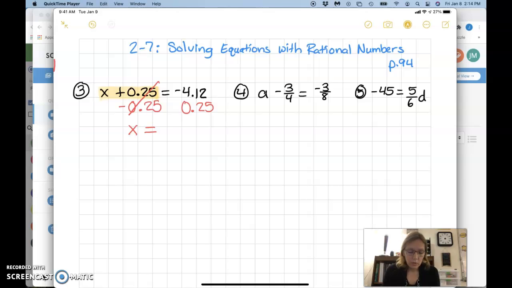And then I'm going to do negative. Hold on, I forgot my minus sign right there. Sorry. I'm going to do negative 4.12 minus 0.25. I got the wrong number, so I'm going to do it again. I got negative 4.37.